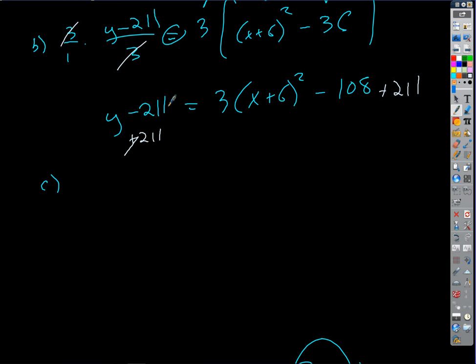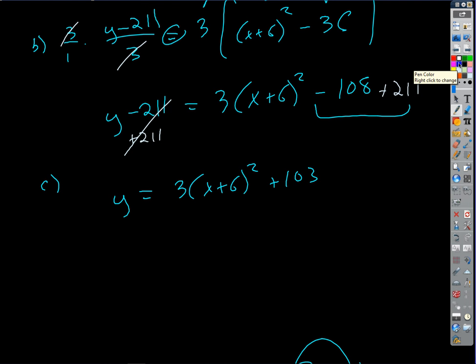So the 211's cancel, right? And we end up with y equals, I can just combine those like terms. So I get 3 times the quantity x plus 6 squared. What's negative 108 plus 211? Plus 103. And I guess the very last step would just be to turn that into f of x, right?